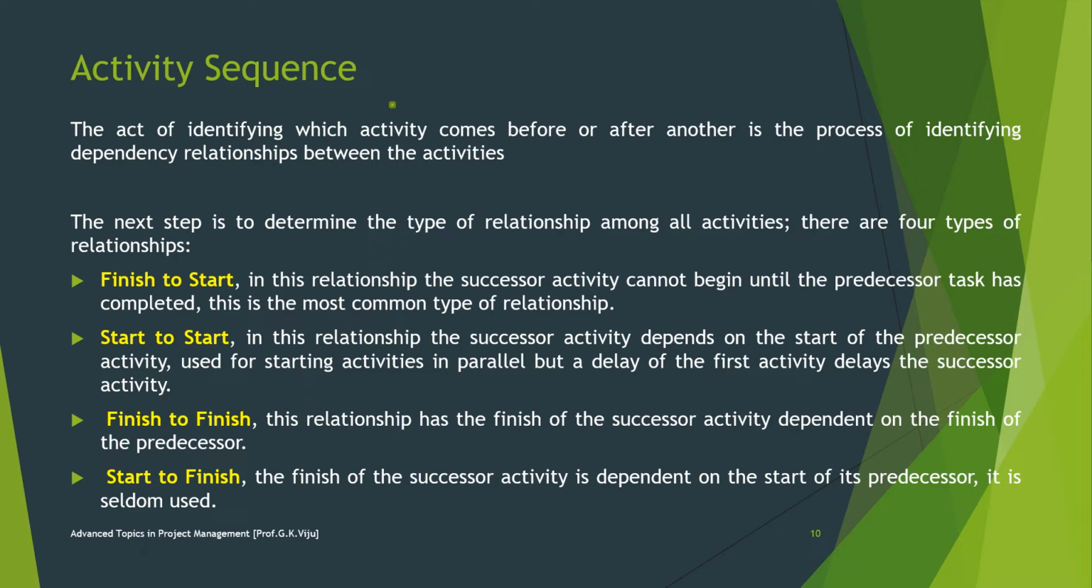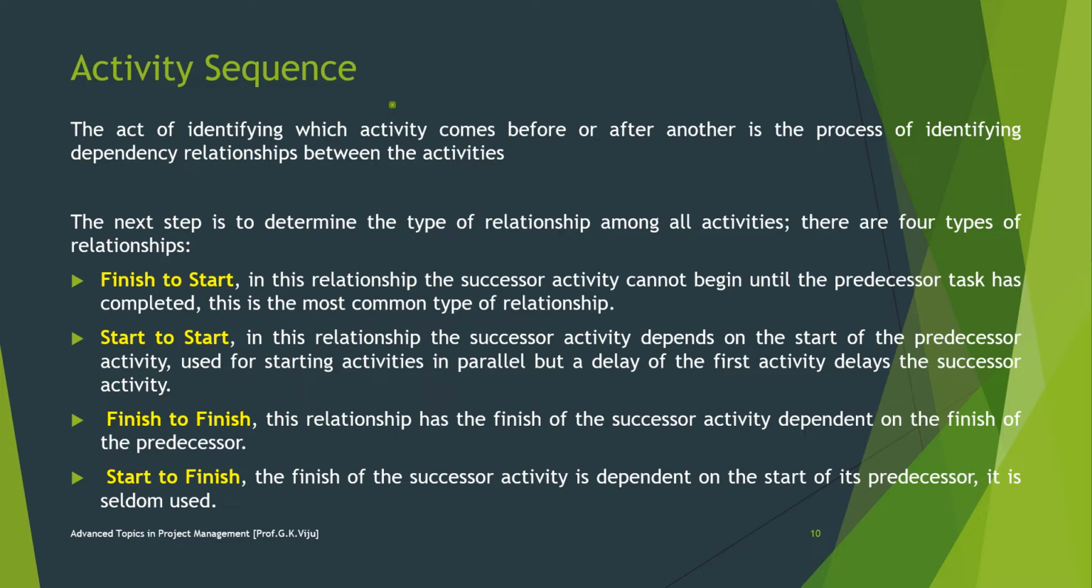So what is the activity sequence? The output of defined activities is a list of activities and milestones. In the sequence activities process, these activities and milestones are sequenced in the order of work performance, starting with finish to start, start to start, finish to finish, and start to finish.